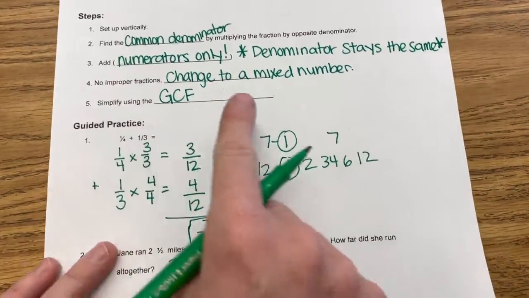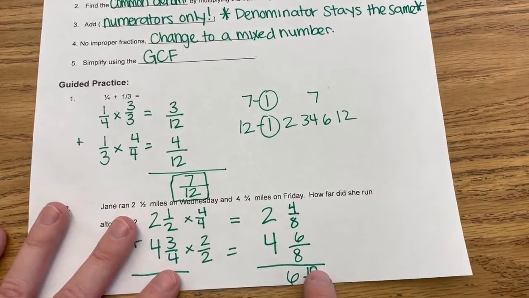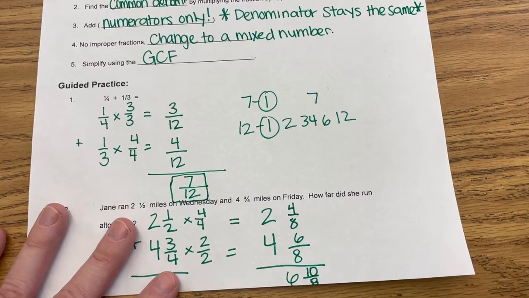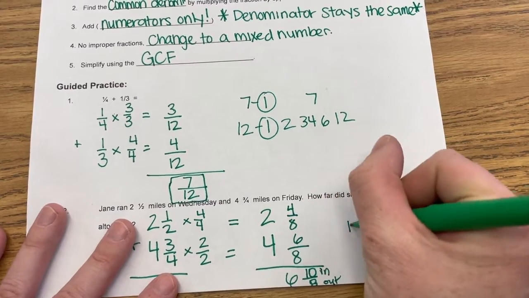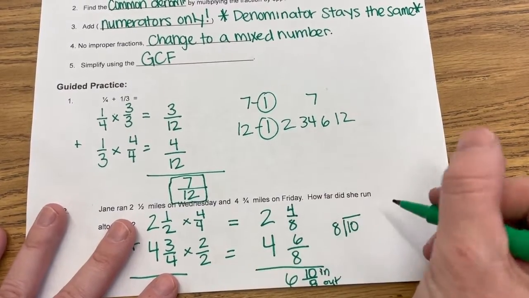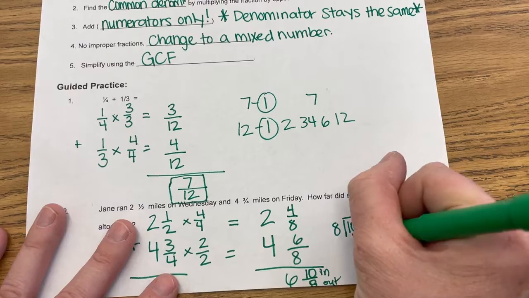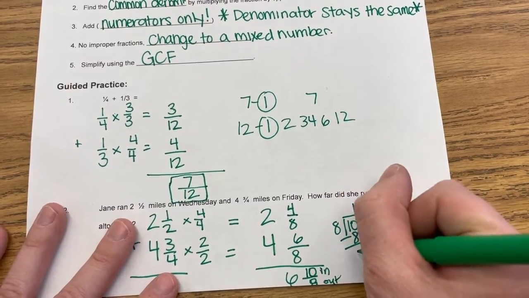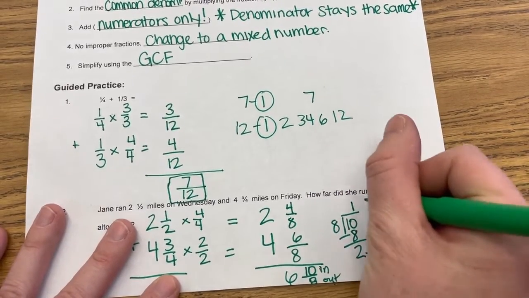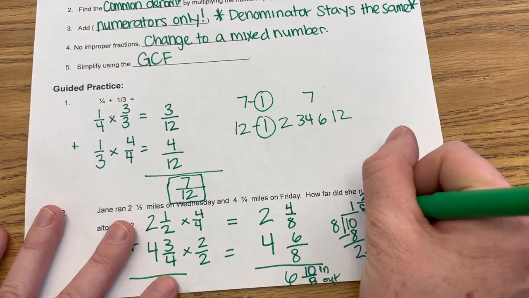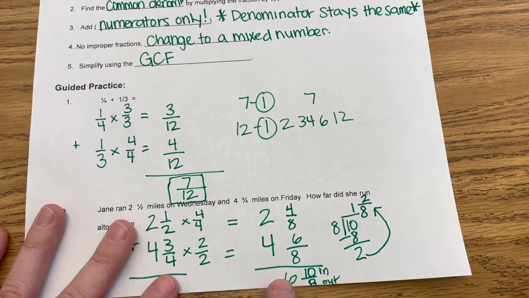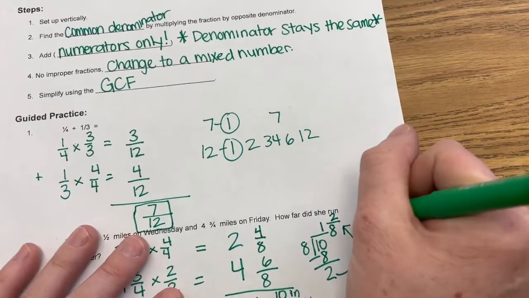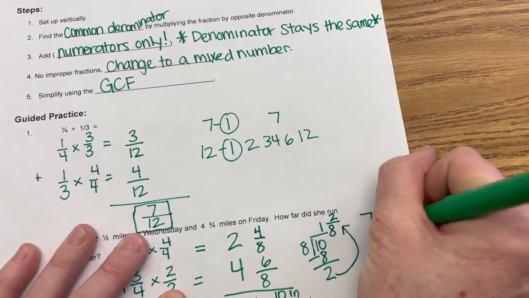Step number 2, no improper fractions. This is improper. The bigger number is on top. We can't have the numerator be bigger, so in and out. 10 goes in, 8 goes out, 8 goes into 10 1 time. 1 times 8 is 8. 10 minus 8 is 2. Bring that up. That becomes my numerator. My denominator was 8. It stays the same. So I have 1 and 2 eighths plus this 6 from before, so I have 7 and 2 eighths.